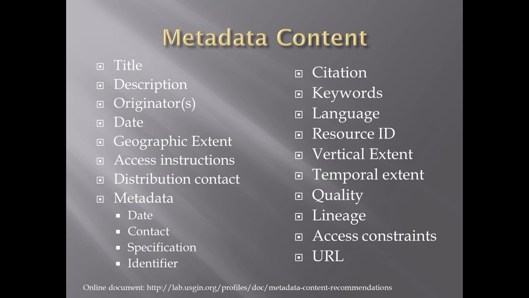Are there constraints? Are there legal constraints on who can use this or how this information can be used? A lot of the information in the system we'll be dealing with will be public, but there also will be commercial entities that will be working. And sometimes we may have a metadata record that tells you, yes, this information exists, but it's proprietary and you have to contact some company, or maybe it's for sale or something like that. And then finally, we really want to have a URL, an online linkage to access resources that are available online. So that's the framework of the content model for the metadata.